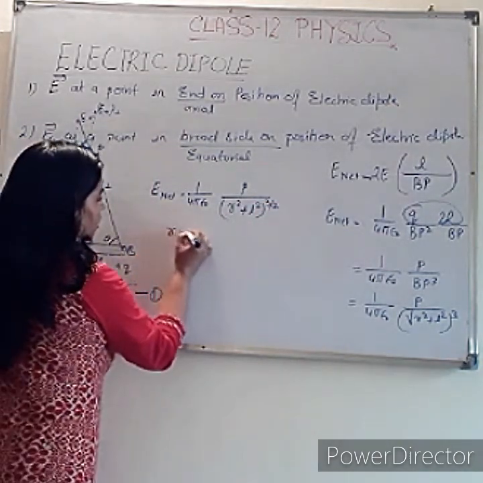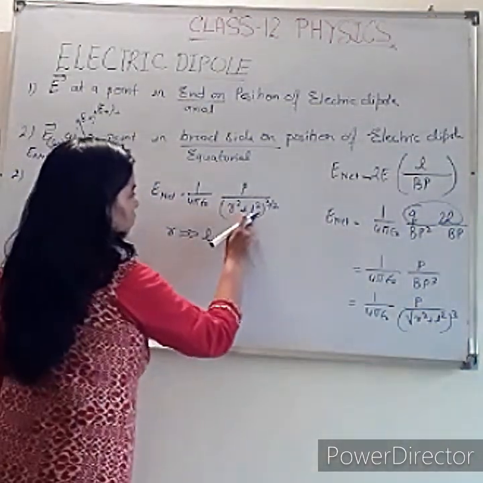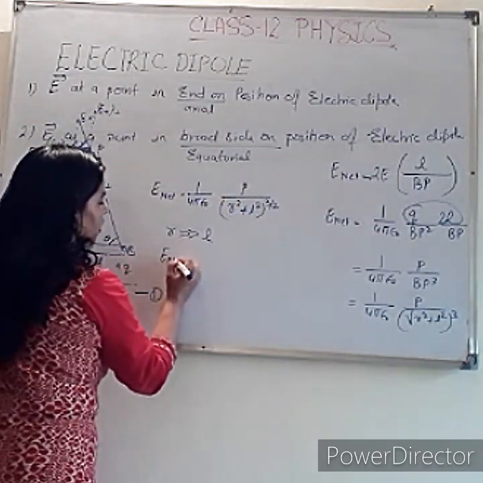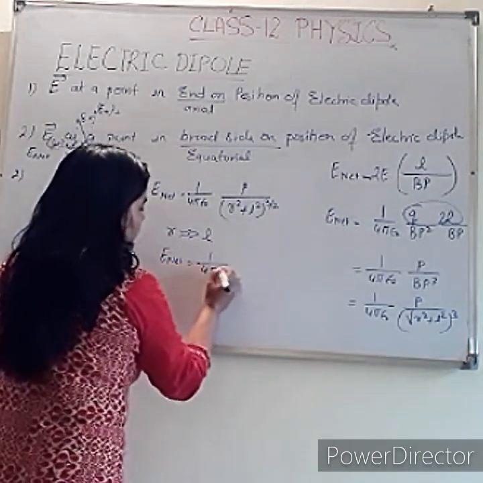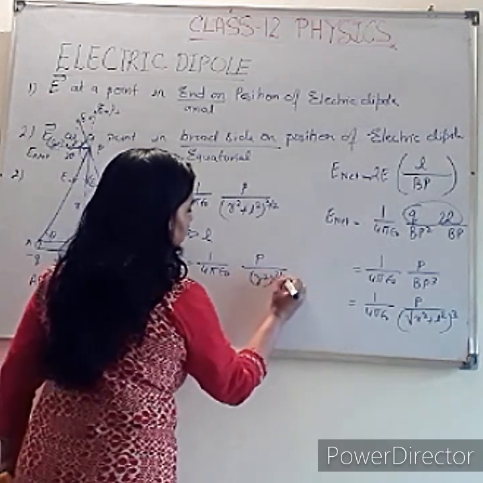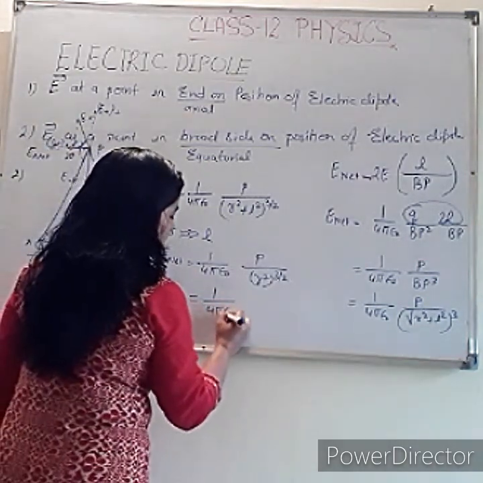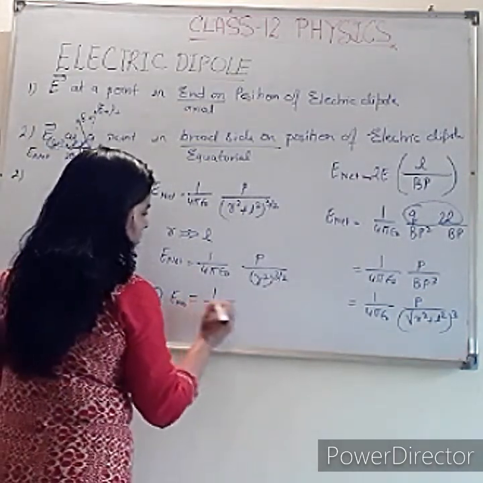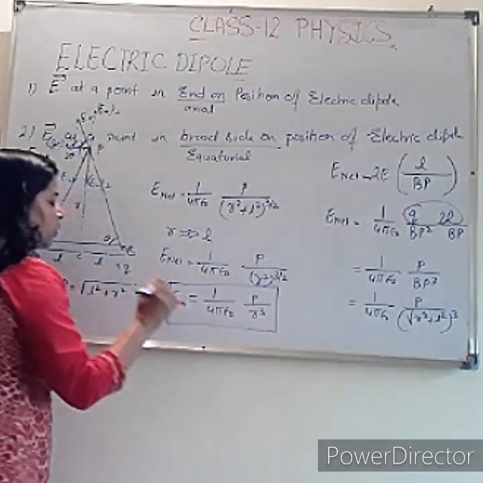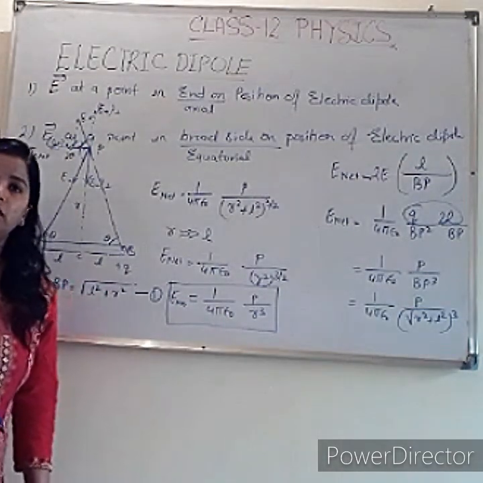Now take the condition R is very much greater than L, as I told earlier. If you take this condition, you can neglect L with respect to R in this right-hand side term. So E net is equal to 1 over 4 pi epsilon naught P divided by R square to the power 3 by 2, neglecting L. So we get 1 over 4 pi epsilon naught P divided by R cube. This is the term for the electric field at a point in the broadside on position of the dipole.